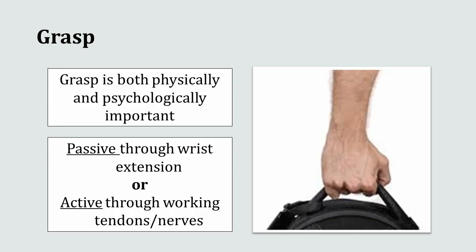Next is grasp. Grasp has been shown to be both physically and psychologically important. We can achieve this either through tenodesis, which is a passive wrist extension and hand grasp, or we can do it actively through working tendons and nerves and muscles.